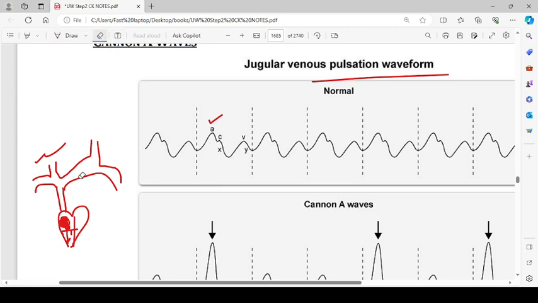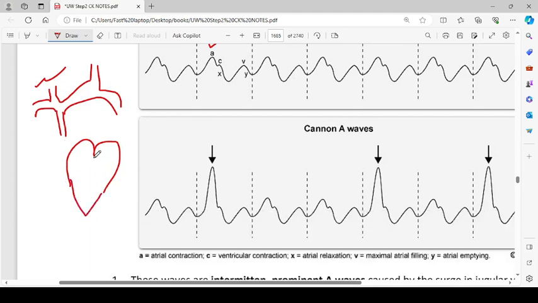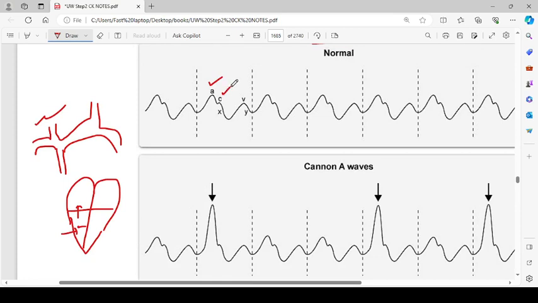Then after the atrial contraction, the tricuspid valve closes, and the ventricle undergoes systole. When the ventricle contracts, it pushes the tricuspid valve slightly into the atrium, which creates a C wave. Then comes the X descent. This is when, after ventricular systole, the atrial wall relaxes and more blood moves into the atrium.